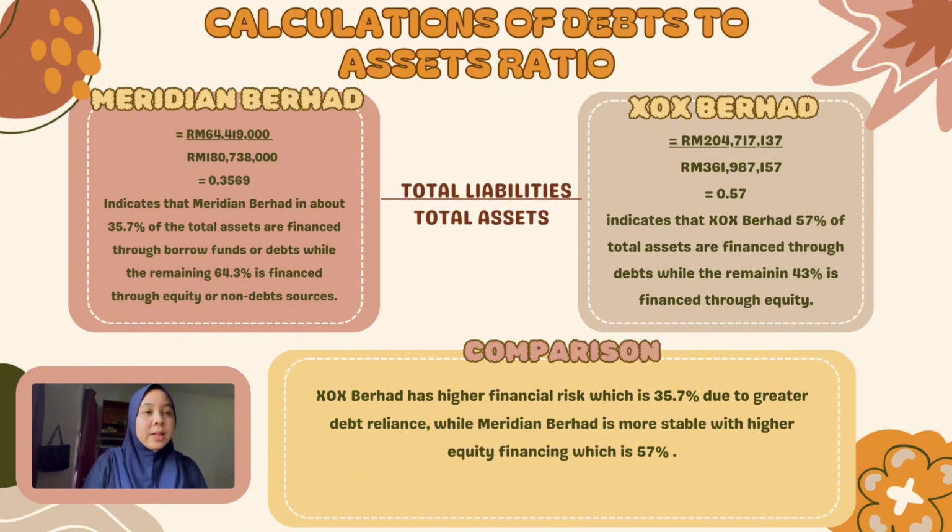For the comparison, XOX Berhad has higher financial risk, which is 57% due to greater debt reliance, while Meridian Berhad is more stable with higher equity financing, which is 64.3%.